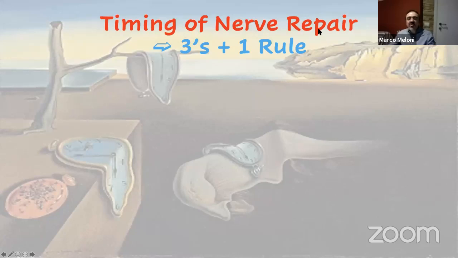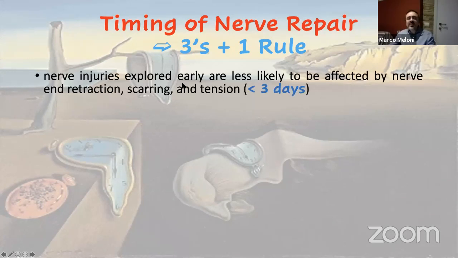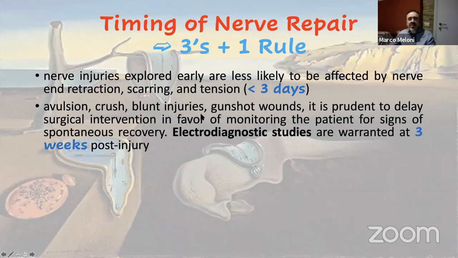When we talk about timing of nerve repair, we need to remember a rule taught by my good friend, Dr. Robert Spinner of Mayo Clinic. That is the 3 and 1 rule. When we have a nerve injury like a sharp injury, let's explore the patient within 3 days. When we have an avulsion, crush, or blunt injury, like gunshot wounds, delay the surgical intervention, monitoring the patient for signs of spontaneous recovery, and perform the electrodiagnostic studies at 3 weeks post-injury.